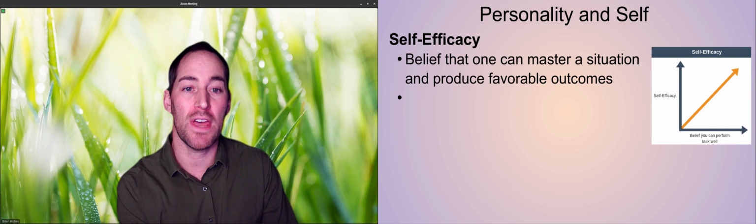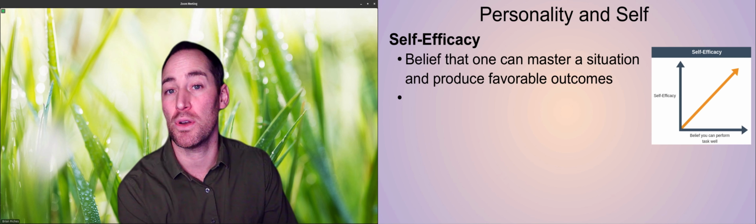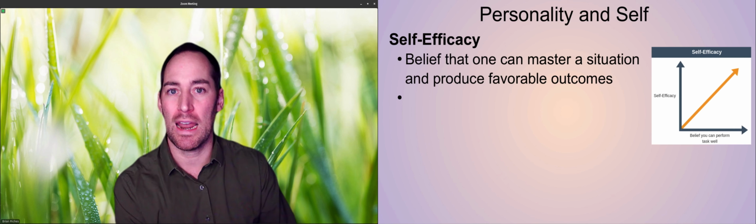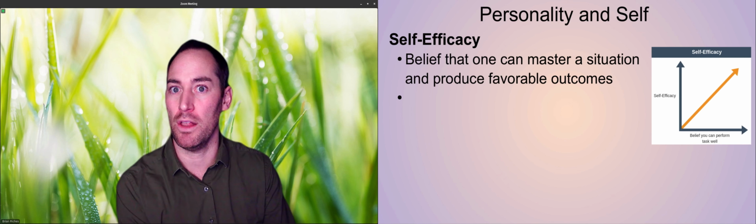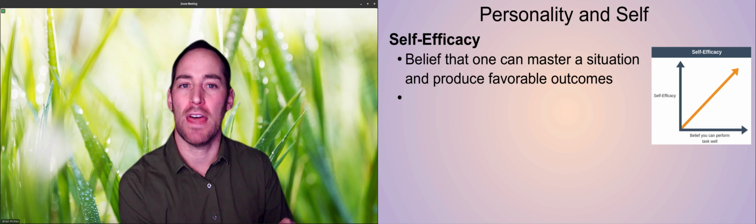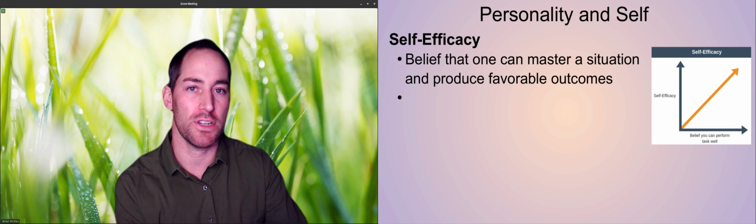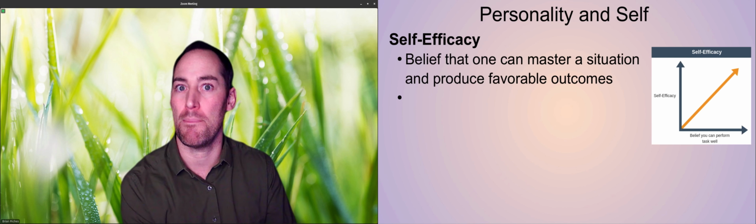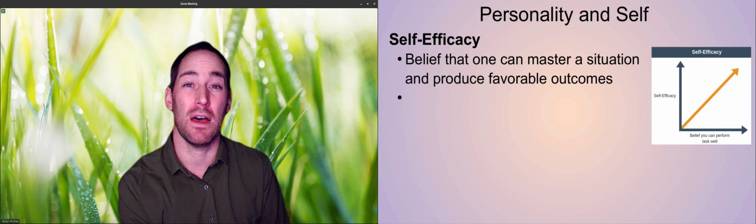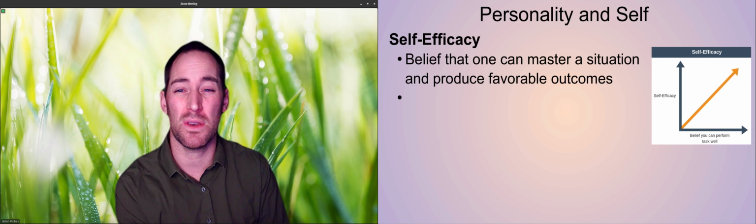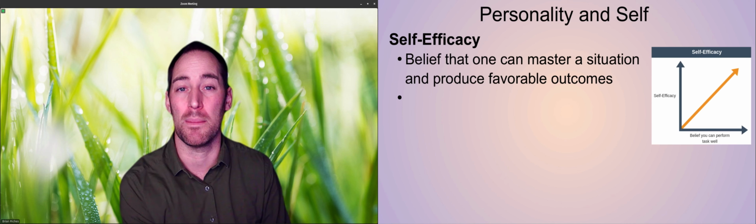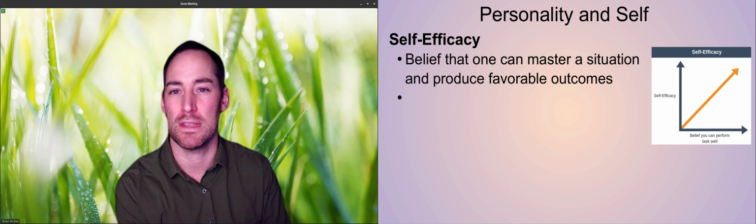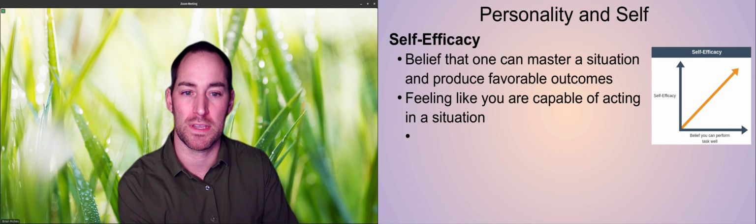It is the belief that you can master any situation and produce favorable outcomes. So, for example, if you had high self-efficacy in psychology, you would have a belief that you could do well in your psychology classes, on your psychology tests. If you had low self-efficacy in, say, math, you might have a belief that you can't do very well. You're not going to master this. You're going to have a really hard time. You're not going to be able to learn the things that you need to or do well on your tests. That would be low self-efficacy versus high self-efficacy.